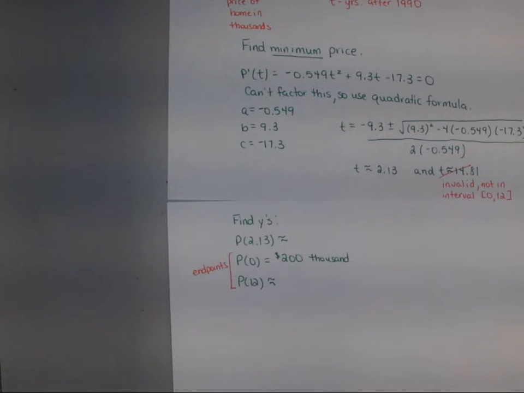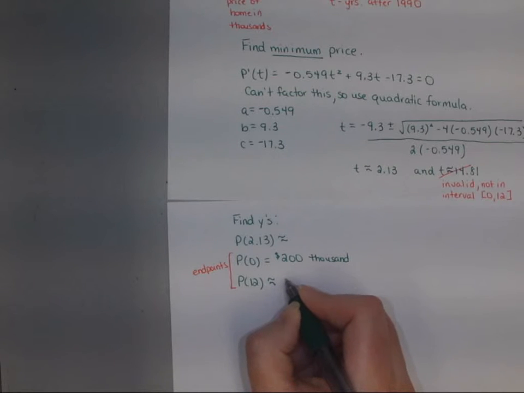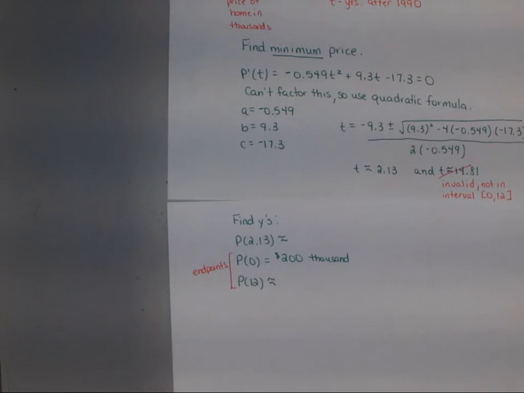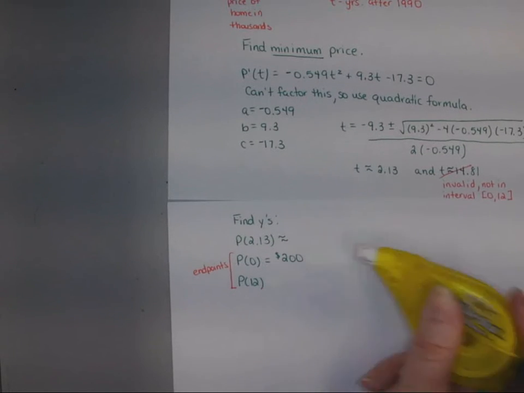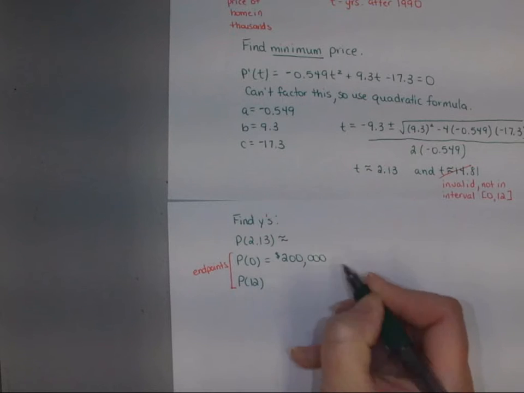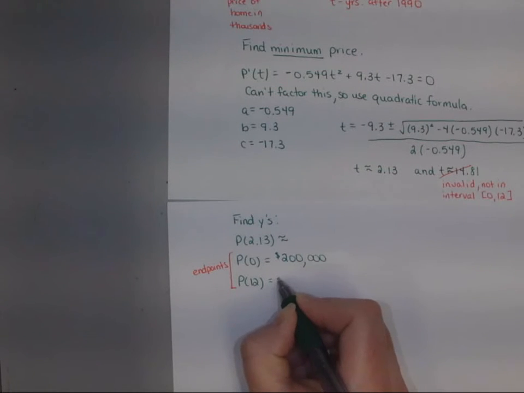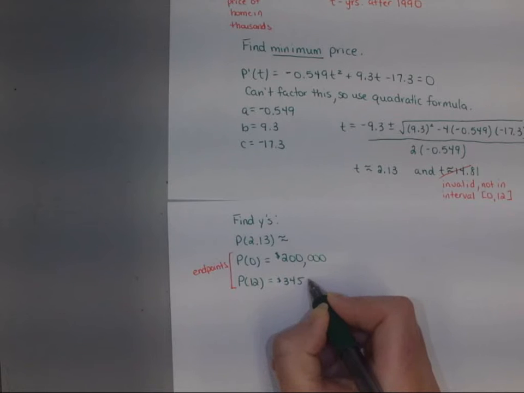Because we're talking about money, I think we can just move the decimal place 3 times when we're talking about thousands. Squared minus 17.3 times 12 plus 200. I got exactly, so I'm going to change this right here. I'm going to write it as we would normally see a house price. 200,000 for this one. This one comes out to be exactly 345,776.